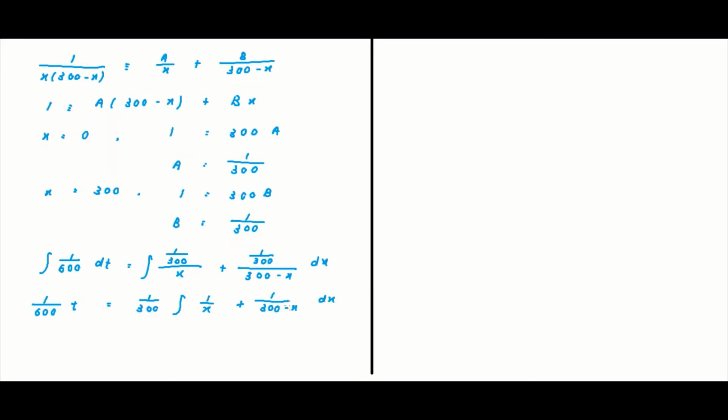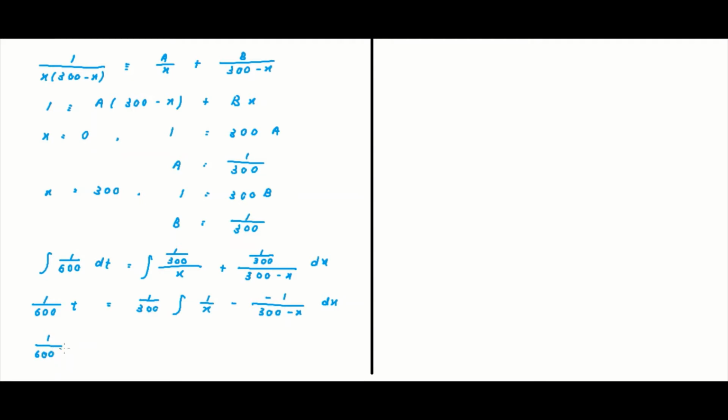If you need to use your ln, meaning that you should have f'(x) over f(x). For this part, you have 300 minus x. When you differentiate it, you get -1. So instead of writing this, maybe we can change it into -1 over (300 - x). This is something that you must be very careful of. This is -x, so when you differentiate, you get -1, not +1. Okay, so now we can continue.